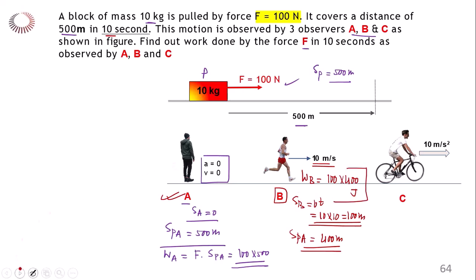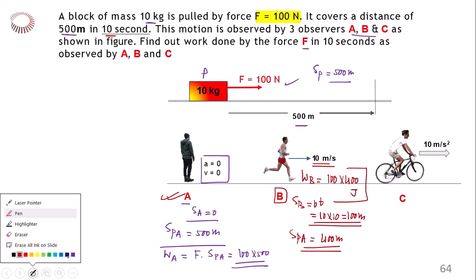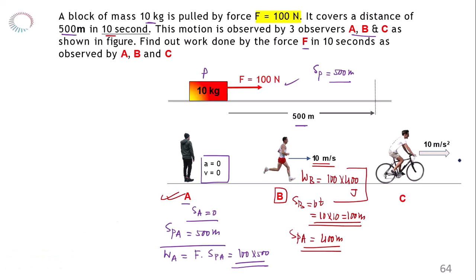Okay. In the third situation, what happens? Now the observer is moving with some kind of acceleration. So with that acceleration, can I say displacement of observer C should be half a t square? So that should be equal to half into 10 square, means 100. So that means 500 meter. Okay. So displacement of C is 500. Displacement of P is also 500. So can I say displacement of P with respect to C is 0?